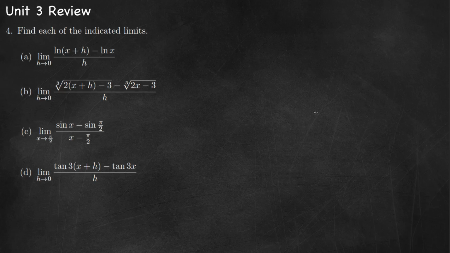Number 4, find each of the indicated limits. Now these limits are in the form of our difference quotient, the limit definition of the derivative. We had two versions of the limit definition of the derivative. The first one was the limit as h approaches 0 of f of x plus h minus f of x, all over h. That limit is equal to f prime of x.